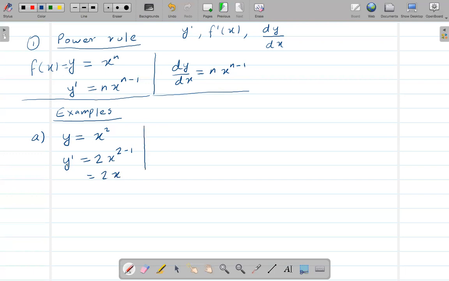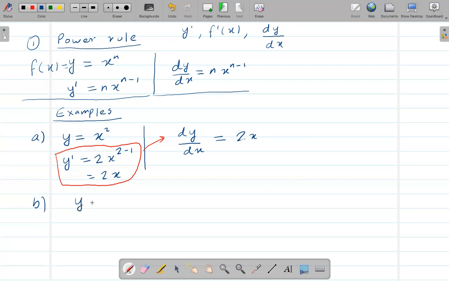Instead of saying this, we could even say dy over dx equals 2x, right? Basically, these are different ways of writing a derivative. But you don't have to write both. If you just write this, you don't have to write this. I'm just showing that in case you see something like this, it means a derivative.